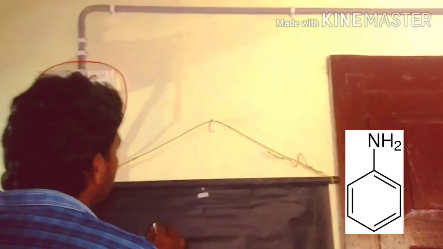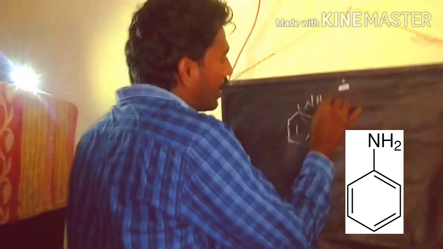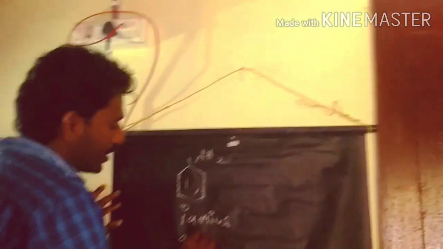Now we discuss the aryl diazonium salts, and how they are prepared from amines. Generally, we prepare aryl diazonium salts from aromatic primary amines. For example, take a simple primary aromatic amine. We know very well that this primary aromatic amine is called aniline.